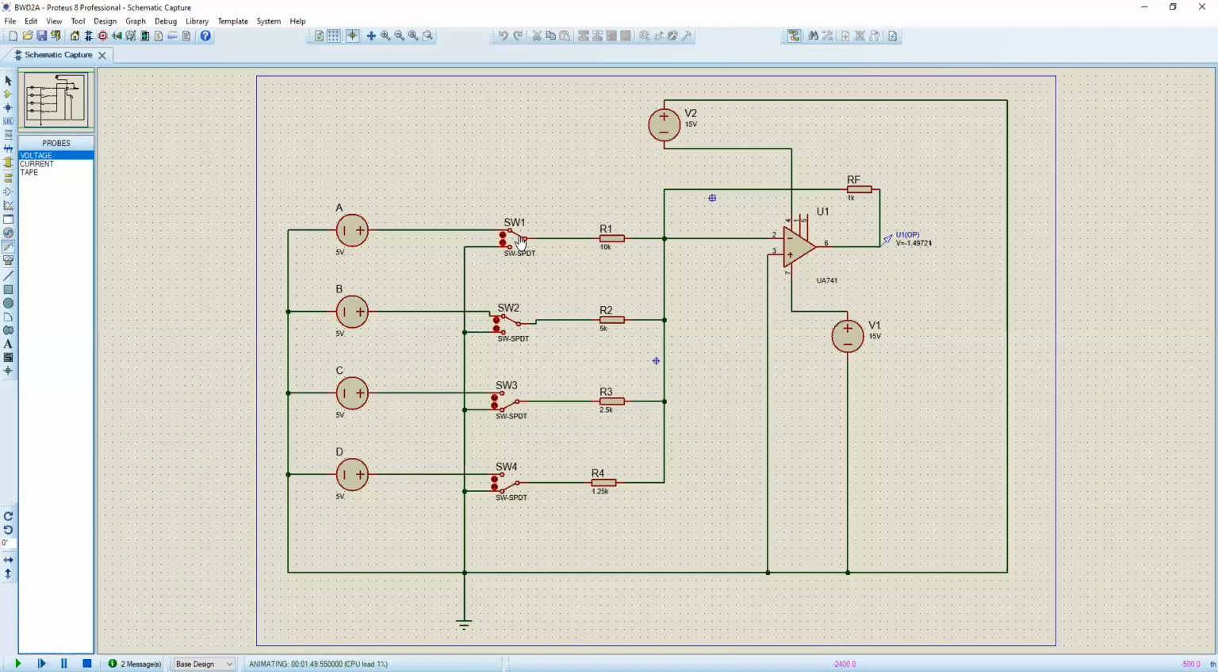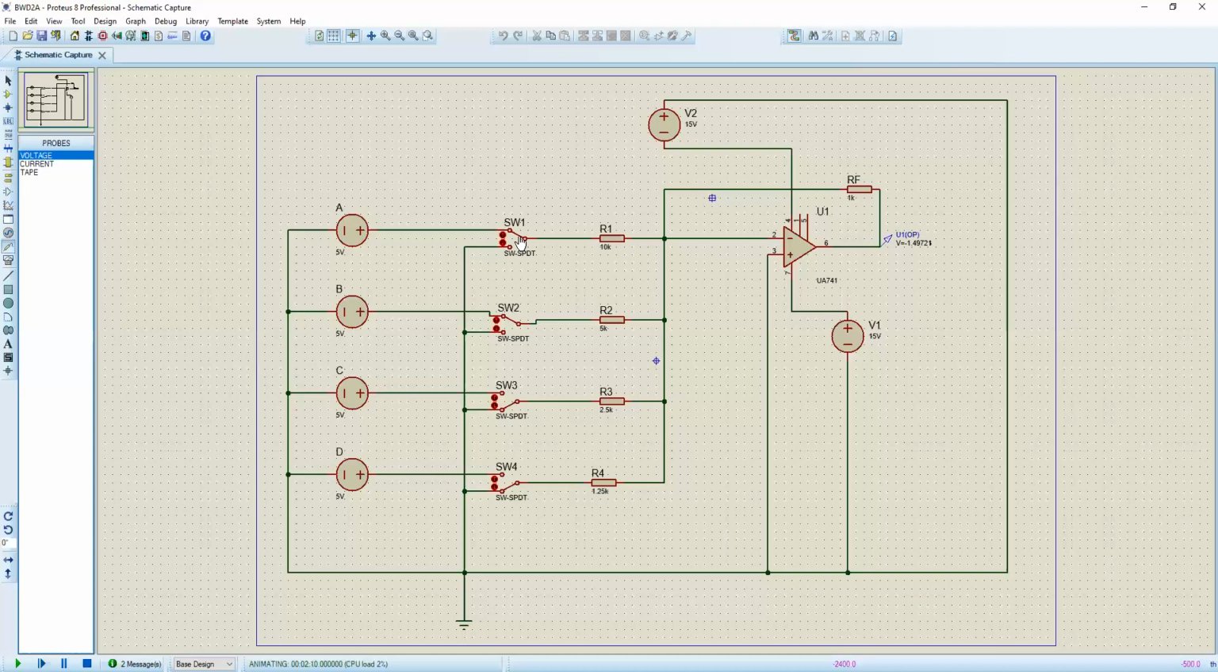In a similar way, you can find the voltage level of all 16 possible combinations of input, from 0001 to 1111. You can see the output is increasing at a rate of 0.5 volts. So we can say the step size of this digital to analog converter is 0.5 volt.